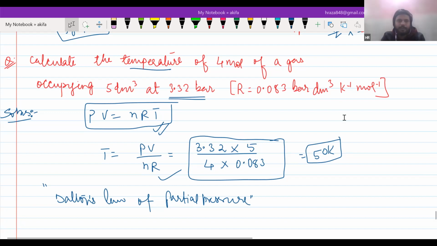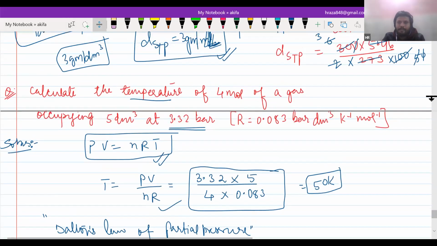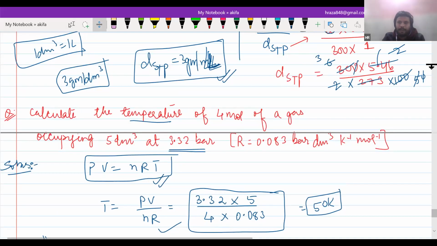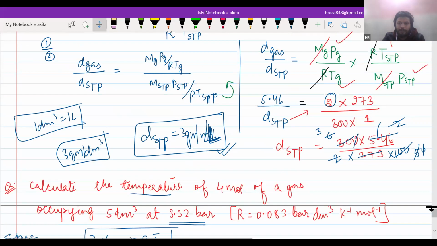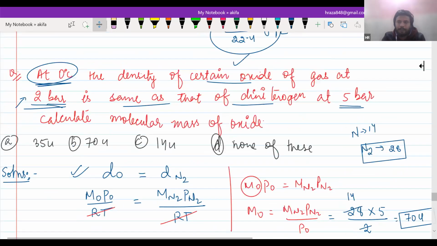So in the previous class, we completed the ideal gas equation, right? Do you have any doubts in that ideal gas equation? No.